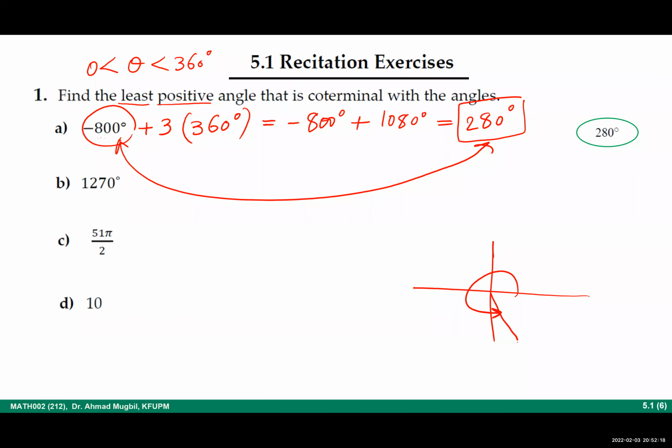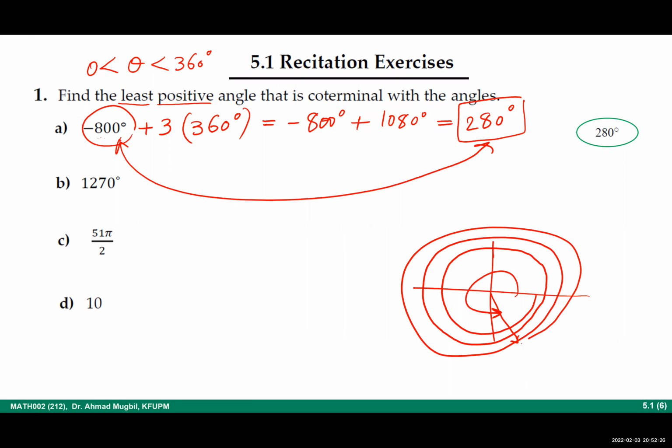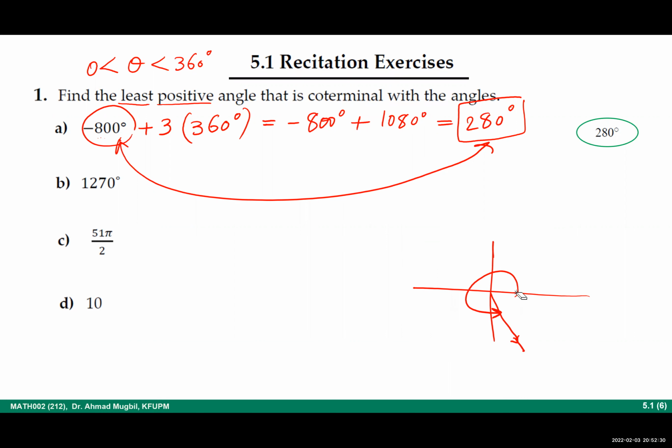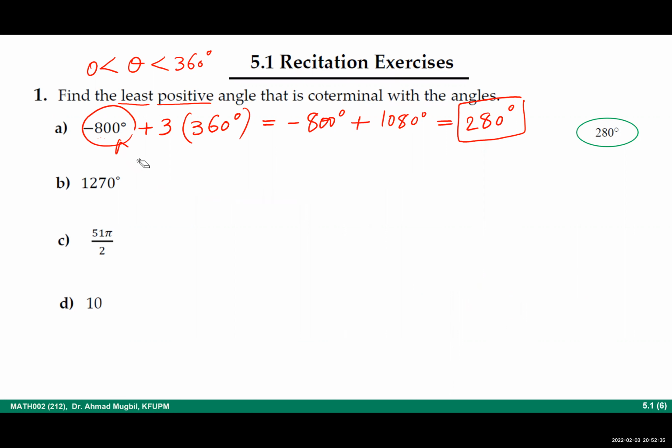So it is in fact the same here. This is the positive angle. The one that is negative, it was like this. It has one rotation, 2 rotations, 3 rotations, and it comes back here. So this is negative 800 degrees. And of course, they are in quadrant number 4.